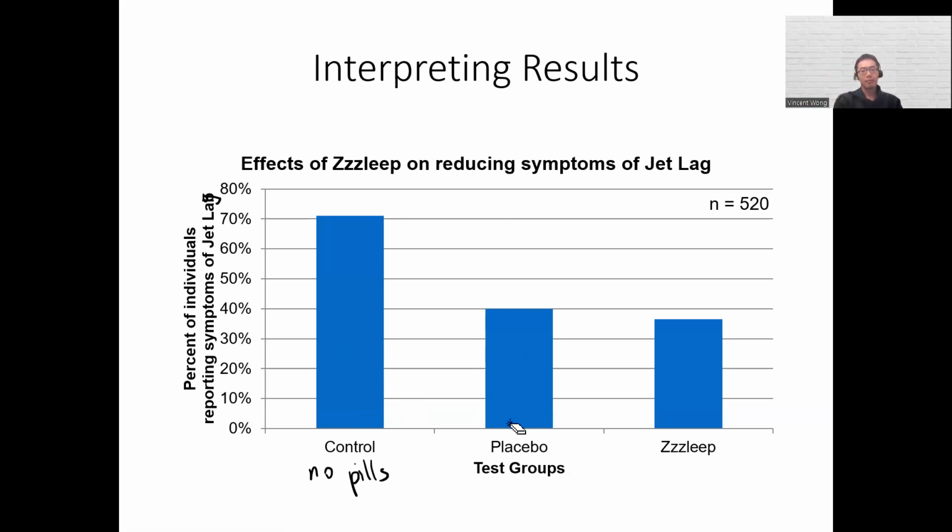Placebo, right? Placebo, you give them something, you give them the pill, but you don't tell them it's the placebo. They don't know what it is. They just know, oh, there's a pill, I'm going to take it. And you can see only 40% compared to 70%, right? 40% say they have jet lag. And then you give people the actual sleep pill, the experimental pill, and you also see roughly 40% of the people experiencing jet lag. So based on this result, do you think the new pill works?